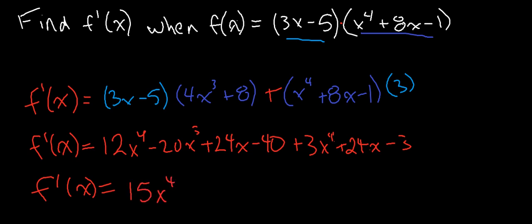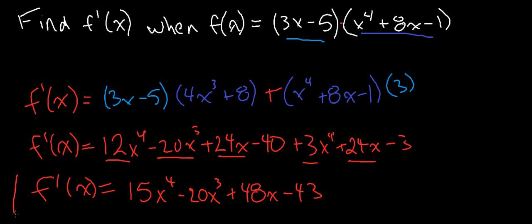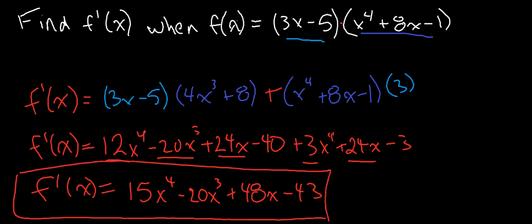And if we were to simplify this, f prime of x would be, I see a 15x to the 4th, just one of the x cubed powers, so 20x cubed, plus 48x, right? So I got my 4 power, my 3 power, my 1 power, and it looks like it's just the minus 43 that's left over, and that is how to use the product rule to take a derivative.